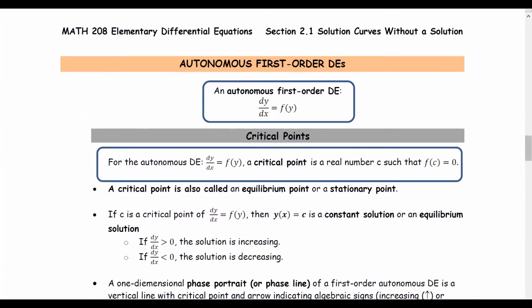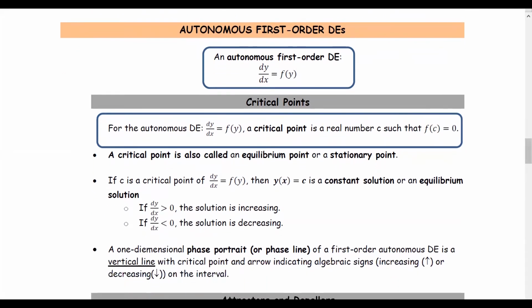Autonomous first-order differential equations. An autonomous first-order differential equation is in the form of dy/dx equals a function of y, where y is the dependent variable and x is the independent variable. Since dy/dx is the slope, f of y is a slope function.